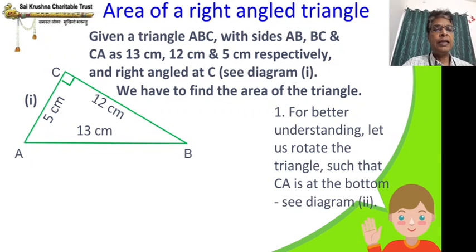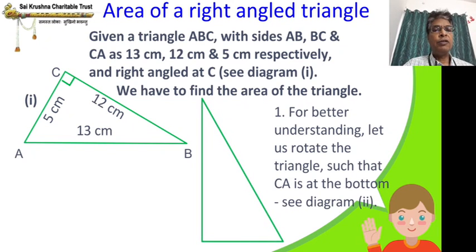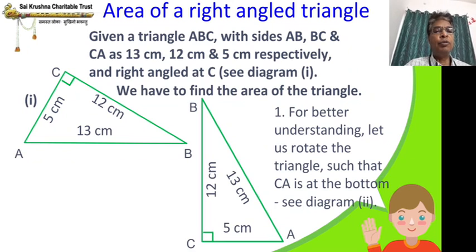So for better understanding, let us rotate the triangle such that CA is at the bottom. Yes, now I have rotated the triangle. So let us mark A, B, C. CA is at the bottom. Let me put the 90 degrees. Now you can see it's a right angled triangle. You can easily make out from this. CB is the height. Let us see what that is in the next point.